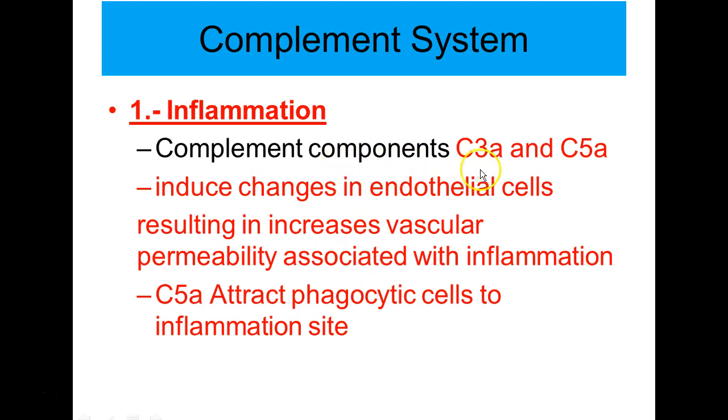Inflammation comes about by the actions of complement C3a and C5a. These two complement proteins, when activated, bind to basophils, triggering the release of inflammatory chemicals. These chemicals will induce changes in the endothelial cells of blood vessels, creating pores and increasing vascular permeability.